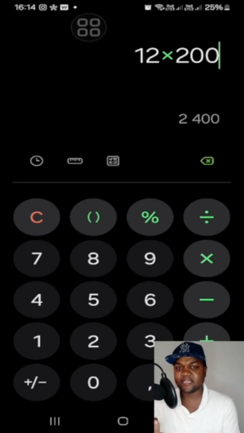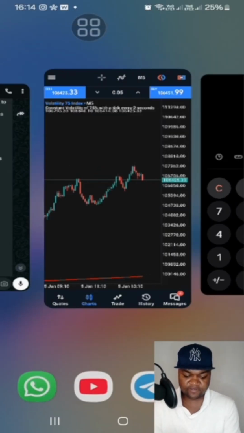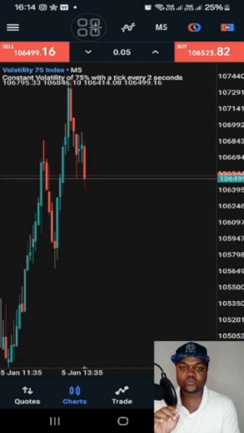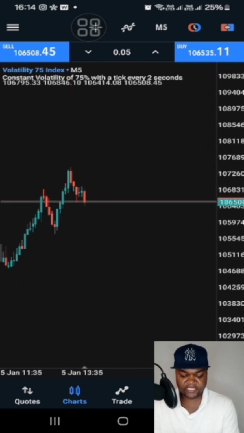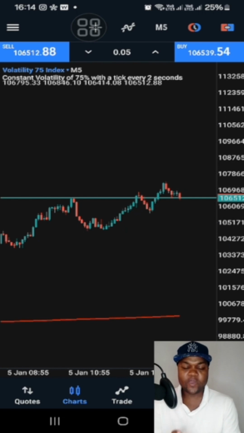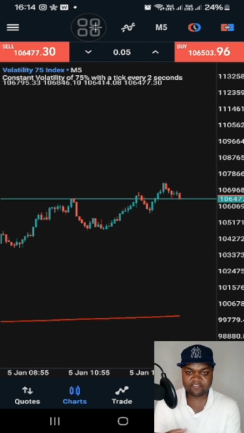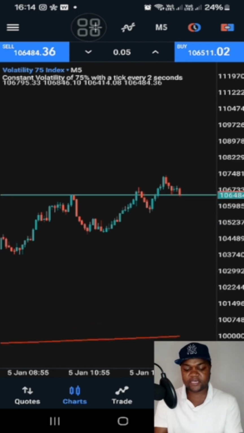I hope you understand this. This is very easy. So the 2400 is our H1 time frame exponential moving average. So we are trading along with the high time frame trend on our 5 minute time frame. So that's how I came up with that 2500.